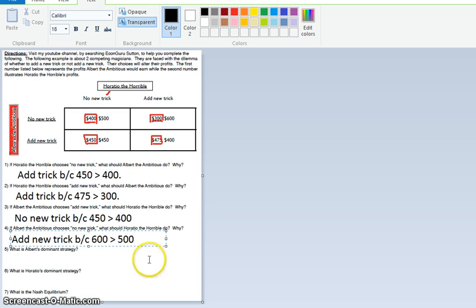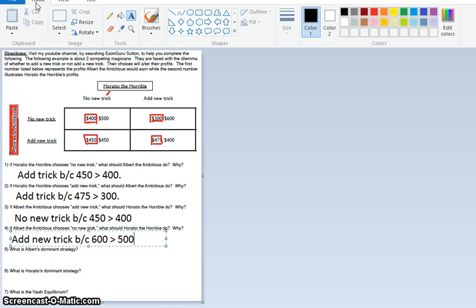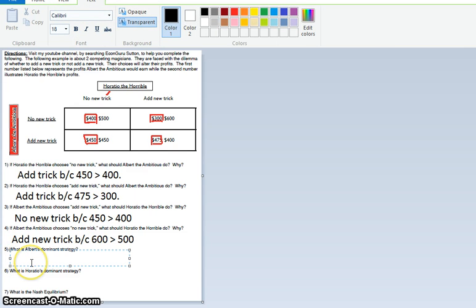Now, I laid out the first 4 questions to help us do the 5th, 6th, and 7th questions. So what is Alberto's dominant strategy? These are Alberto's decisions here for 1 and 2, because he thinks about what Horatio does. And you notice, no matter what Horatio does, Alberto should add a new trick. So the dominant strategy for Alberto is that he should add the new trick.